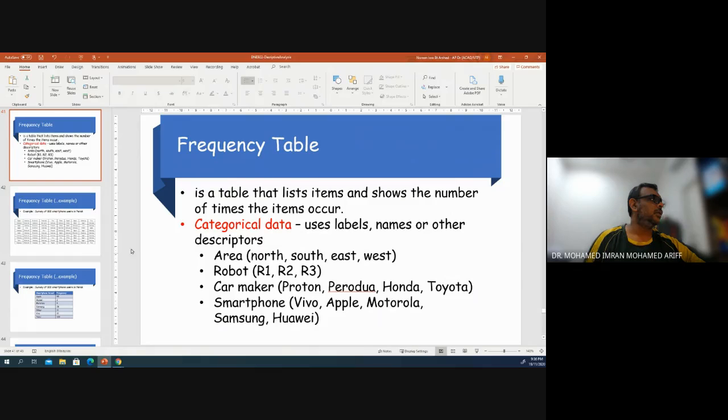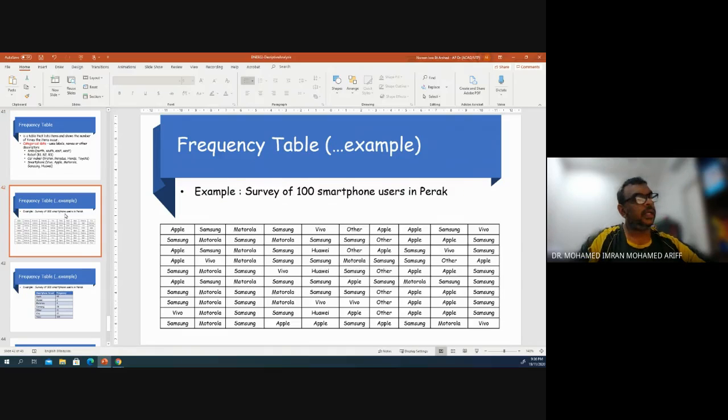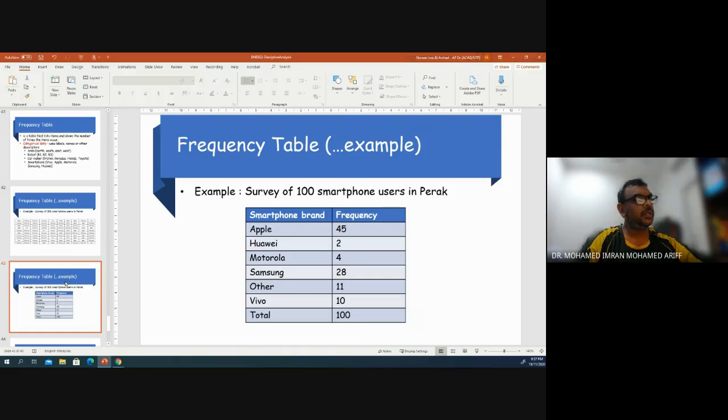Okay, so for example, I did a study of 100 smartphone users in Perak. This is what I found. Some people like Apple, Samsung, Motorola, Huawei, Vivo, others and so on. This is my data. So from this data I made a frequency table. So this is what I found: 45 people use Apple, 28 Samsung, 10 Vivo and so on. The total is 100 people.